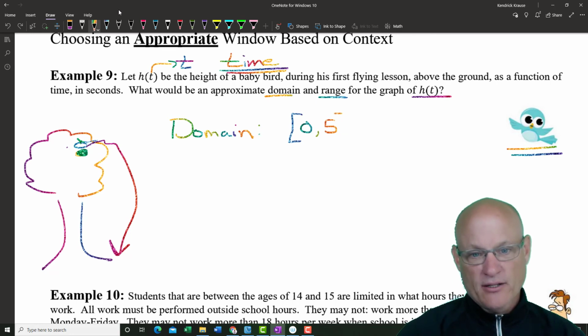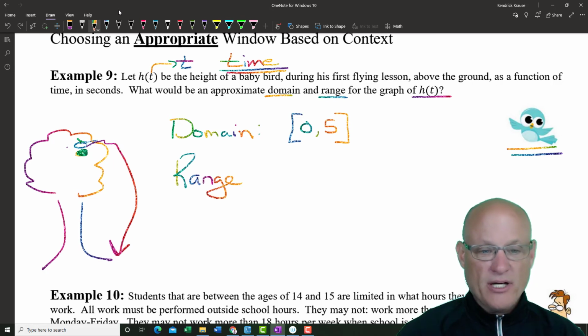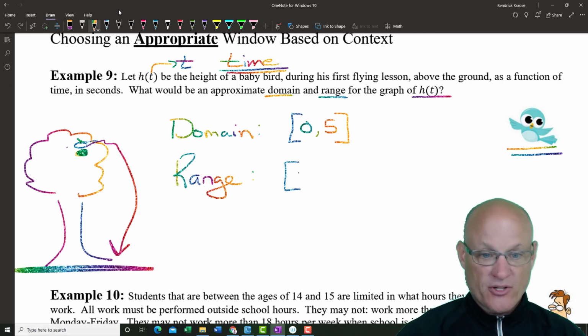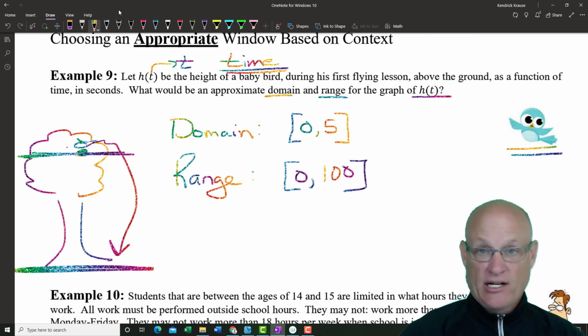And I would put a bracket here. Let's just say, who knows? Remember, this is just an estimate. And then range. Well, how big are trees? What could be the range of a bird's first flight? Well, first of all, what's the lowest value? The lowest value is 0, so that's easy. It's going to hit the ground. And the highest value is, I don't know, 100 feet, 50 feet? I don't really care, as long as you have an idea of what those are talking about.